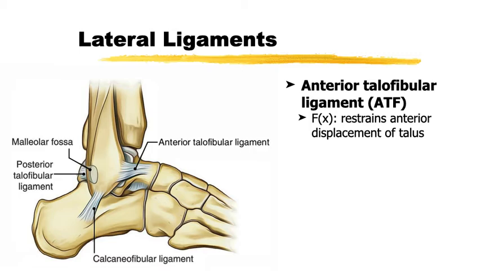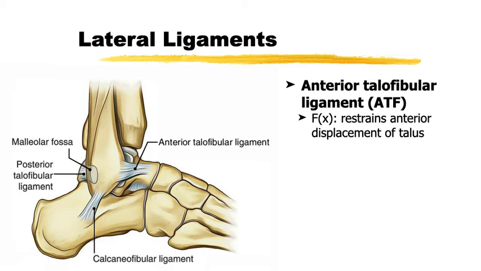That's the talofibular ligament. Again, a ligament connects a bone to a bone, and it provides some kind of stability for a bone or bones. For this particular ligament, what it does is restrain anterior displacement of the talus, which means it keeps the talus from moving forward when we walk.